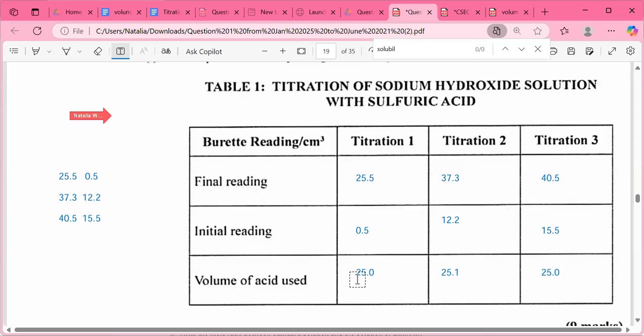All right, so notice in my tables, I have 2 identical volumes. So the 2 identical volumes I have are 25.0 and 25.0. Although 25.1 differs by 0.1, because I have 2 identical volumes, I'm going to be using my 2 identical volumes as the volume of acid used. Clear?